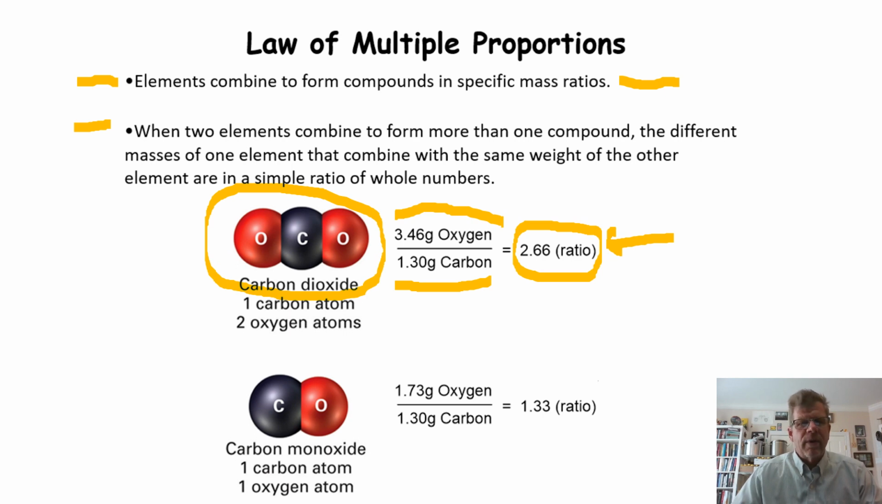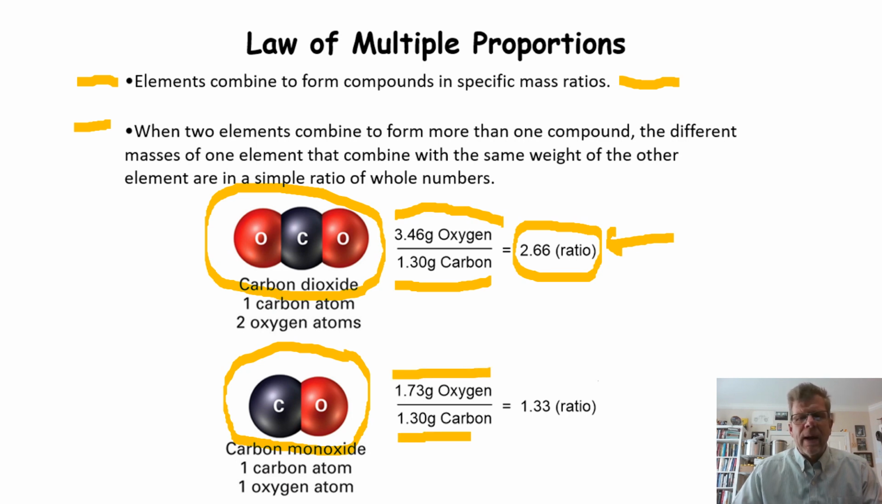It is possible, on that second tenet of the law of multiple proportions, that we can have carbon and oxygen coming together as a different compound. For this example, it is carbon monoxide. If I took a sample of carbon monoxide, decomposed it into its constituent elements and weighed them, in this case 1.73 grams of oxygen and 1.30 grams of carbon, I come up with a ratio of 1.33.